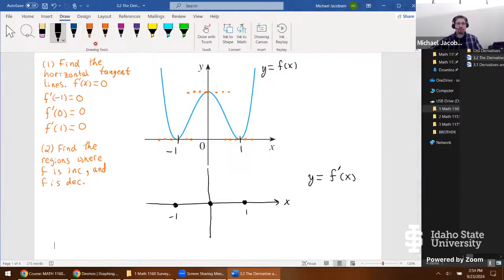So taking a look at the original function, we're decreasing here up to the tangent line. So this is decreasing, up to where the tangent line was horizontal. So DEC for decreasing. Then going from here through to that point, it's increasing. Likewise, decreasing from 0 to 1. And here to here, we are increasing. So if we know where it's decreasing and increasing, we actually know quite a lot.